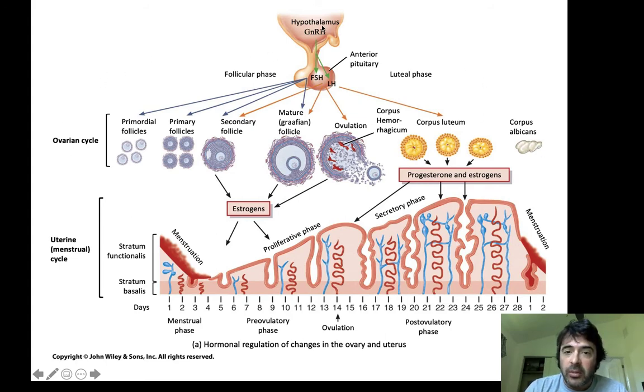The hypothalamus controls the anterior pituitary. The anterior pituitary controls the ovaries. The ovaries exert influence over the uterus. So down here at the end of this cycle, kind of linking all these different cycles together, you have the uterine, aka the menstrual cycle. So we begin at menstruation.